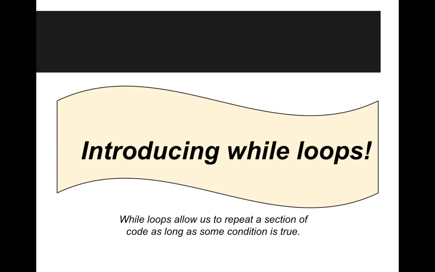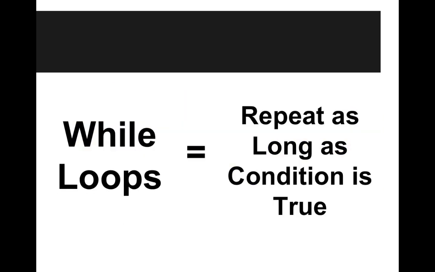Introducing while loops. While loops allow us to repeat a section of code as long as some condition is true. So let's emphasize that point. While loops we use to repeat as long as a condition is true, in contrast with for loops, which we use to repeat something a fixed number of times.